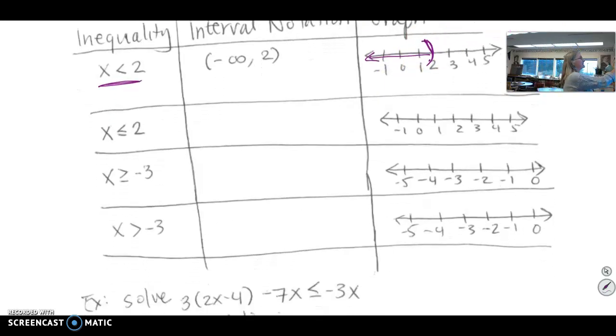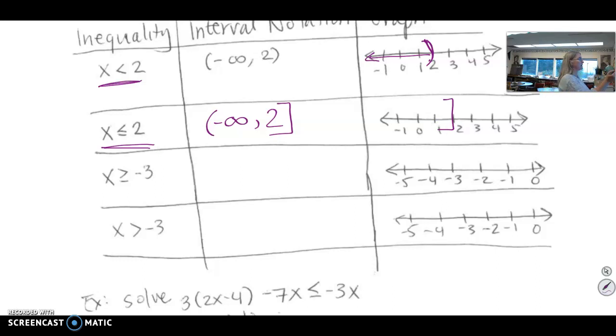This is read as x is less than or equal to 2. So now the lowest number that it can be, since it's less than 2, is still negative infinity. So we have round parentheses, up to 2. This time 2 is included in the solution. So we're going to make a square bracket instead of a round parenthesis. So then you guys try to pause the video and do these next 2 examples, see if you can get it.